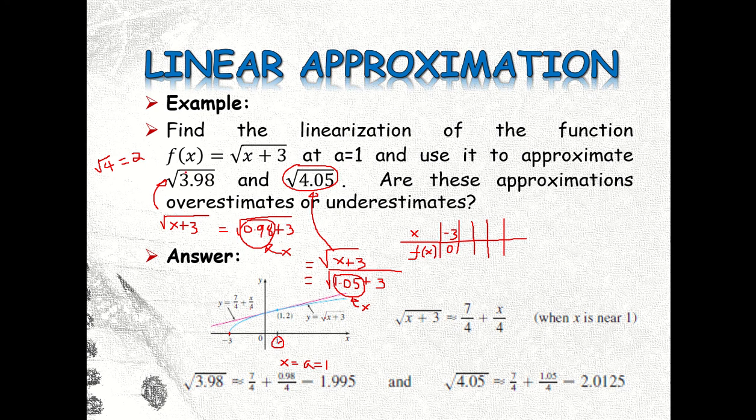So we have to break this radicand into two parts, in terms of x plus 3. It means that we have that something, when you add it to 3, the sum should be equal to the radicand. Okay, so that's why we have here that something which is 0.98 plus 3. So that is 3.98. So that something, 0.98, is our x. So this is the value that we need to substitute here in the equation of the tangent line.